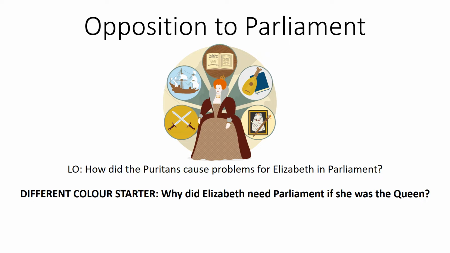So we often look at Elizabeth as being this all-powerful monarch who could do whatever she wanted, but she couldn't. She actually needed Parliament, and your job is to write down why she needed Parliament. So please do take a moment now, title, learning objective, and starter, answer it as best you can. It's a really big question. It's not as simple as a yes or no. We really have to investigate the actual role of Parliament.